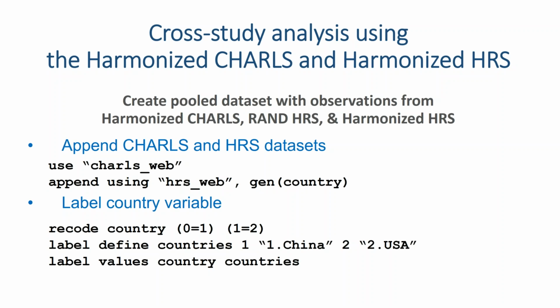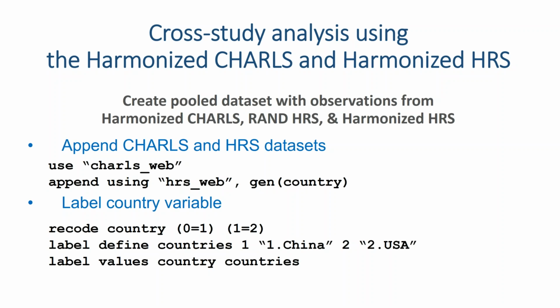With this append statement, we're telling Stata to create a new variable called country, which will identify which datasets the observations are coming from. It will automatically assign a 0 to the first dataset, so our CHARLS observations, and a 1 to the second dataset, so our HRS observations. But I'm going to recode that variable so that China will be country 1 and the US will be country 2.